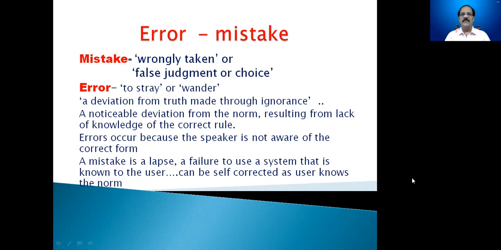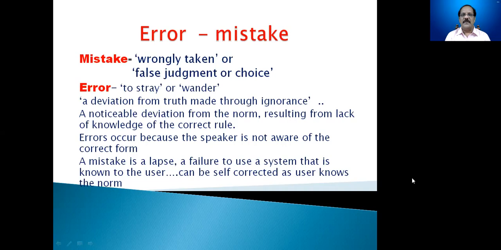What is a mistake? A mistake is usually a wrongly taken or false judgment or choice. So either it may be a false judgment or a false choice, or it was wrongly taken. That is what we call a mistake. Then what is an error? Error is to stray or wander, a deviation from truth made through ignorance. That means a noticeable deviation from the norm. Norm means the set grammar rules, resulting from lack of knowledge of the correct rule.